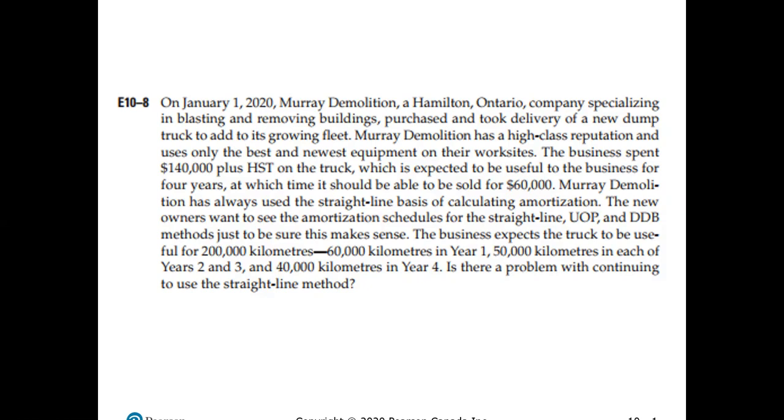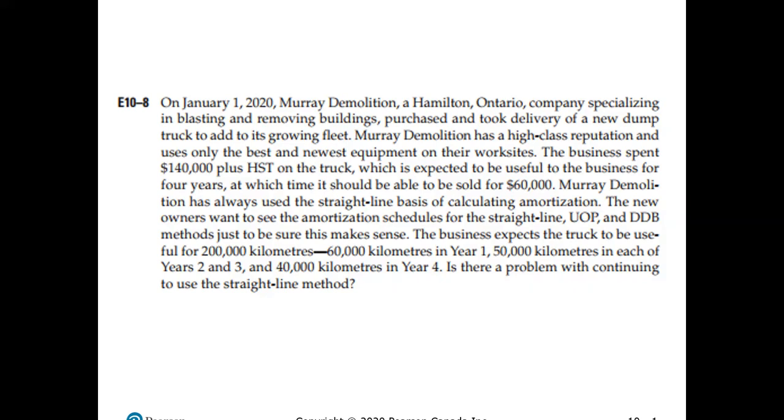So let's continue. Murray Demolition has always used the straight line basis of calculating amortization. The new owners want to see the amortization schedules for straight line, units of production, and double declining balance methods, just to be sure that this makes sense. The business expects the truck to be useful for 200,000 kilometers, 60,000 kilometers in year 1, 50,000 kilometers in each of year 2 and year 3, and 40,000 kilometers in year 4. Is there a problem with continuing to use the straight line method?